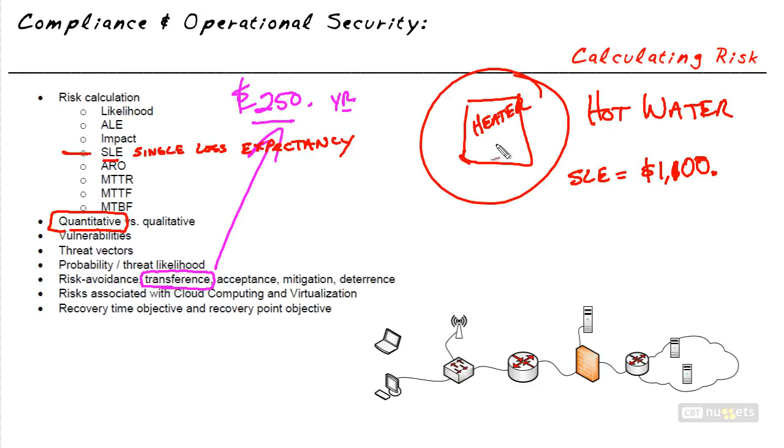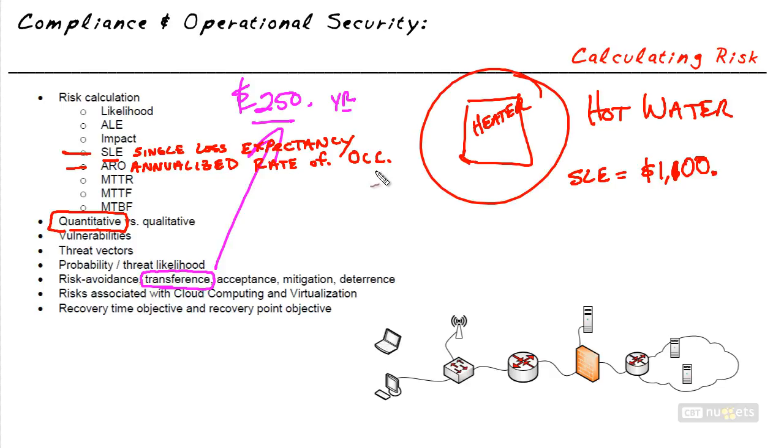So back to our specific water heater, the single loss expectancy, let's say, is $1,100. The next question to ask ourselves would be, okay, based on the data and the history, how long do we think that water heater is going to survive and last before it needs to be replaced? I mean, certainly a water heater shouldn't have to be replaced every single year, and that's going to go into our calculation. So the next piece we'd use is called the ARO, which is the annualized rate of occurrence.